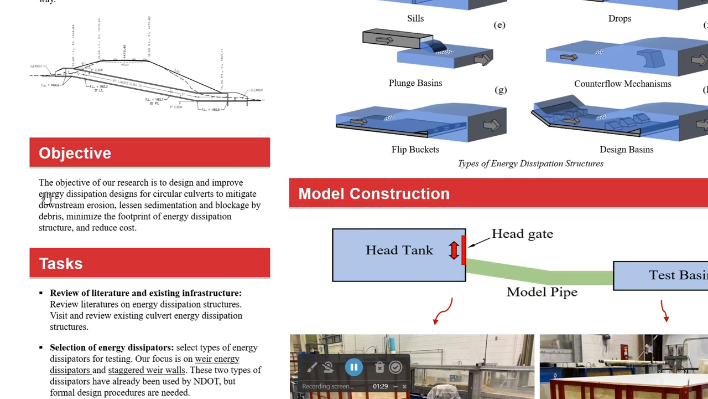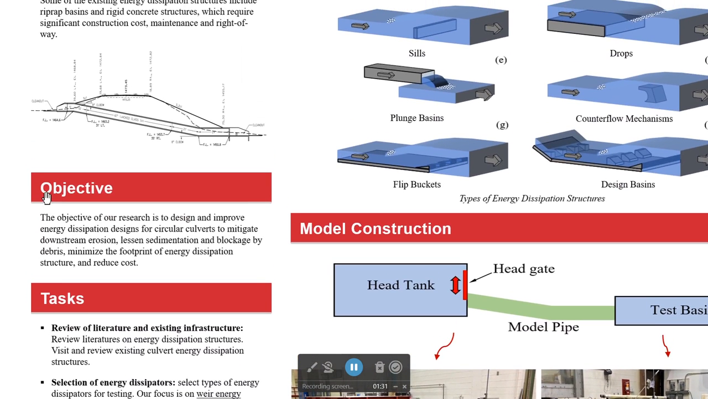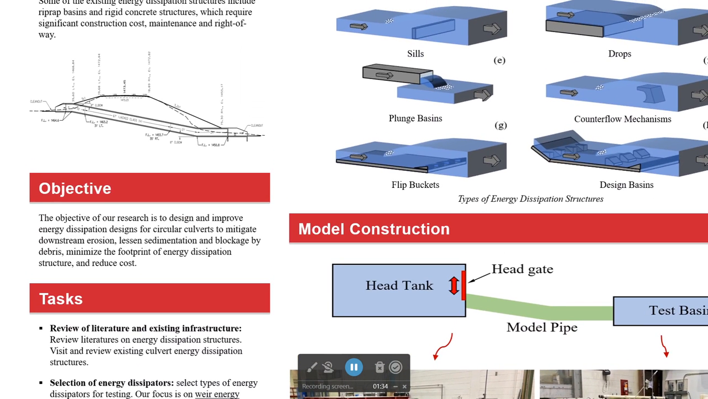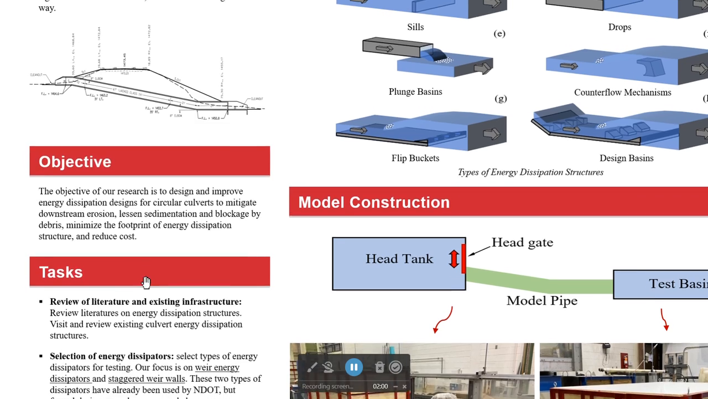Objective. As we just mentioned, some of the current energy dissipation methods have some disadvantages, so we need to find ways to improve them. The objective of our research is to design and improve energy dissipation designs for circular culverts to mitigate downstream erosion, lessen sedimentation and blockage by debris, minimize the footprint of energy dissipation structure, and reduce cost.